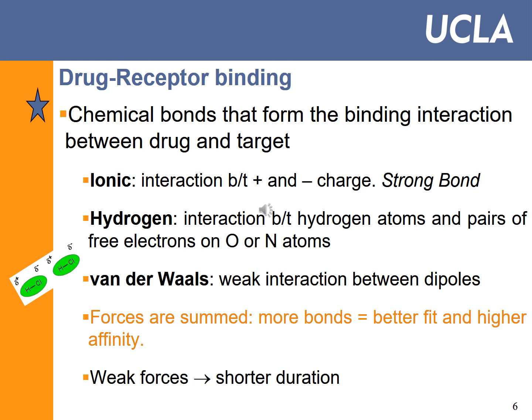The first type of binding is the ionic one. An ionic bond is an interaction between a negative charge and a positive charge, so they are very strong bonds. Then you have the hydrogen type of interaction, which is an interaction between a hydrogen atom and a pair of free electrons on an oxygen or a nitrogen atom. And then you have the van der Waals interaction, which is a weak interaction between dipoles.